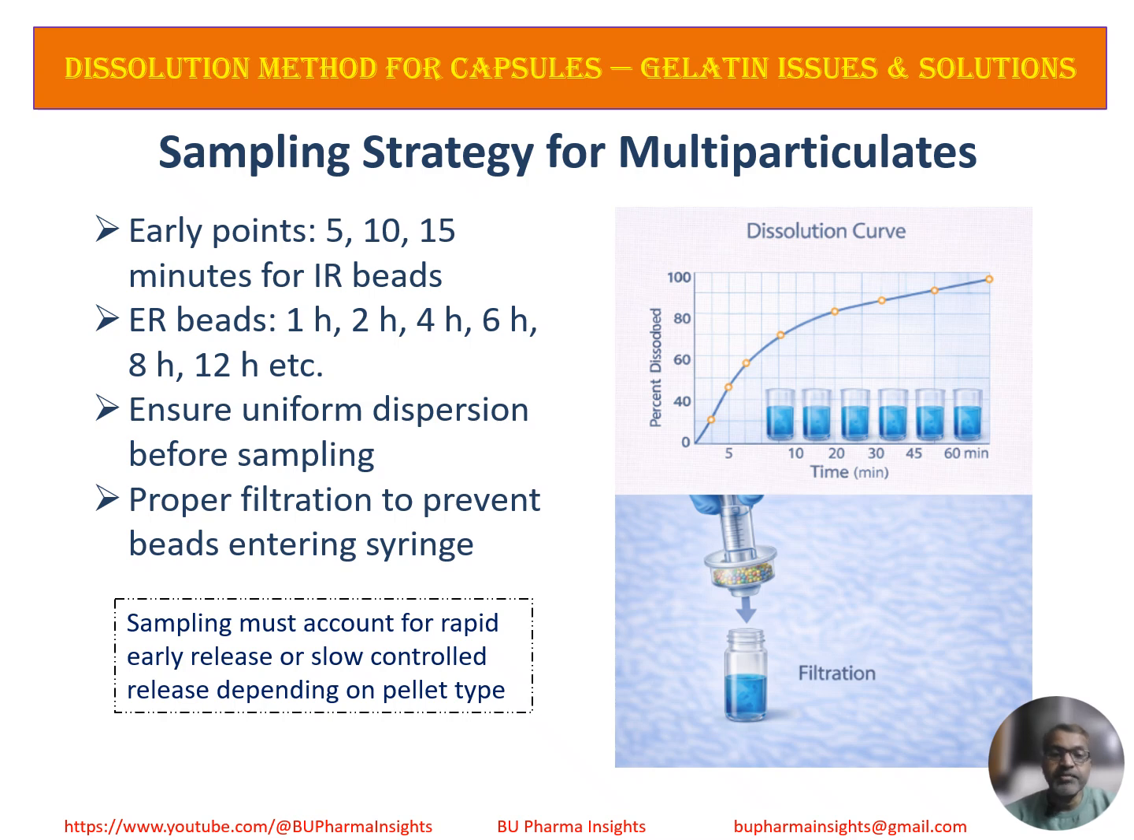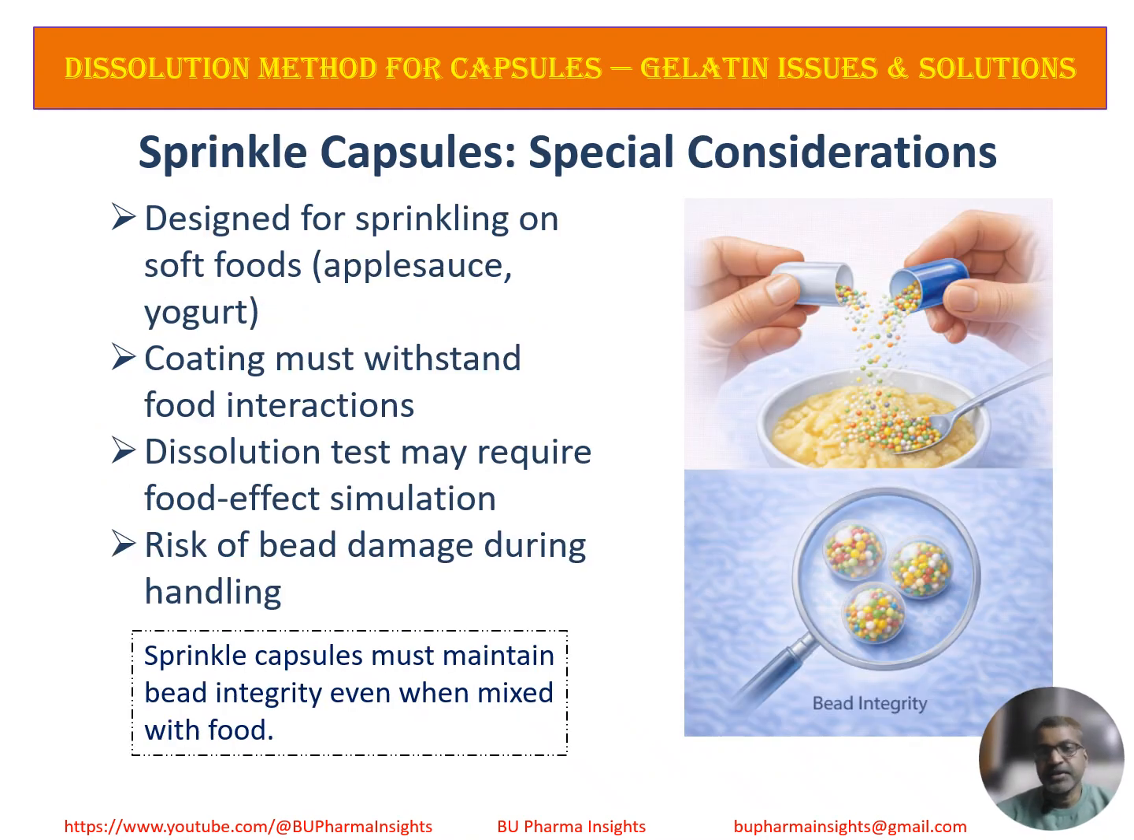Filtration is equally important. Perform filter validation studies, use proper pore size, and ensure pellets do not enter the syringe or filter. This prevents false high or low results, clogging, and poor reproducibility. Good sampling plus correct filter equals reliable multi-particulate dissolution data. From a regulatory perspective, USP and FDA expect dissolution to be robust, no matter how the product is used.